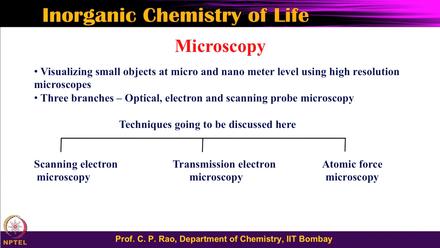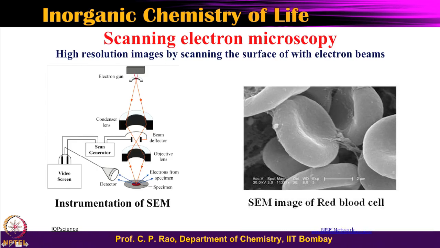Okay. So, having got the protein, you can also look at the protein's microscopic features. You can visualize small objects at micro and nanometer level using high resolution microscopes, and the techniques used are scanning electron microscopy, transmission electron microscopy, and atomic force microscopy. As the scope of this course does not permit, I am not going into the details, but I will show you examples and try to impress upon you how well it can be used. For example, this is the basic configuration of the scanning electron microscope, and we are not going into the details.